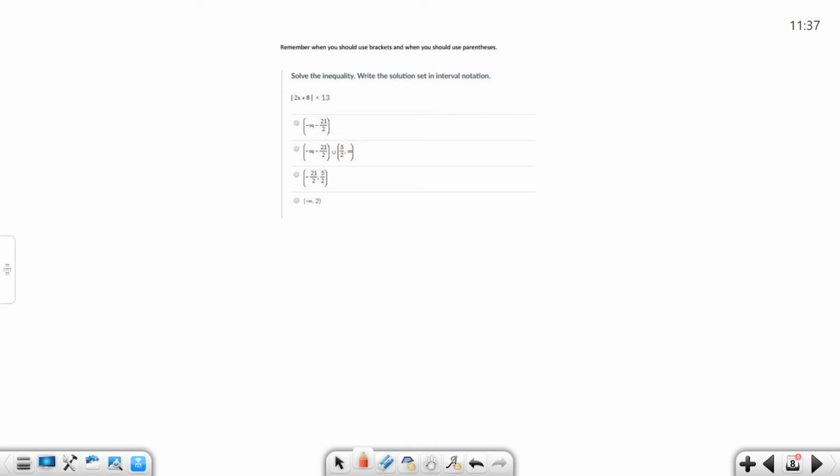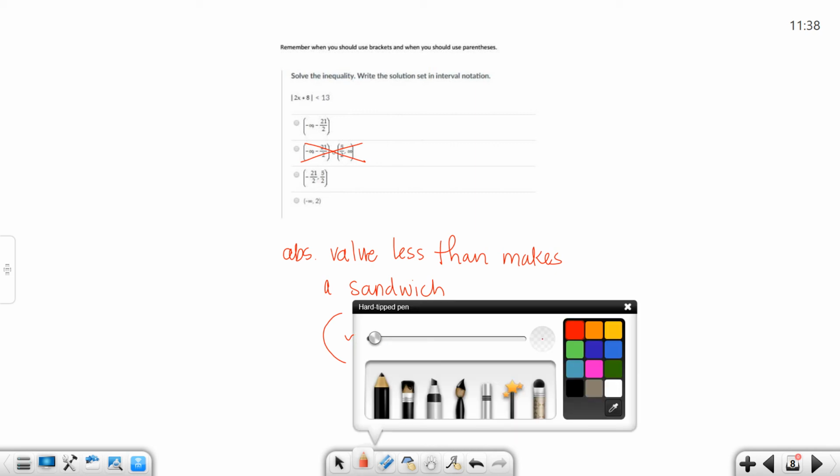What I notice about this particular problem is an absolute value less than. An absolute value less than makes a sandwich. Meaning this one has parentheses, so it's going to have a piece of bread, and some stuff in the middle. That's what the answer is going to look like. So this one right here, that's 2 sandwiches. That wouldn't work. And so we can narrow it down that way if needed.